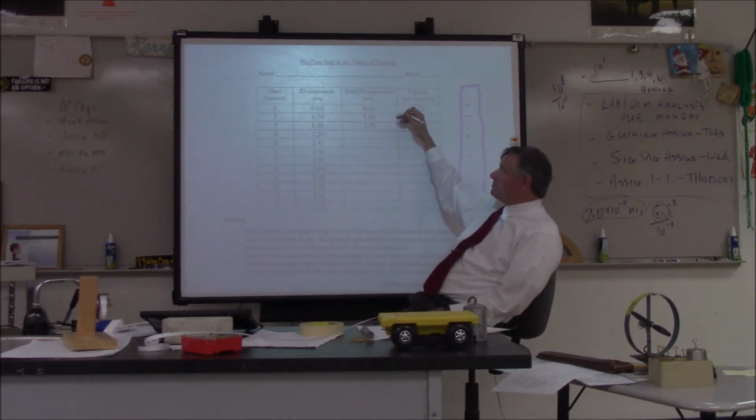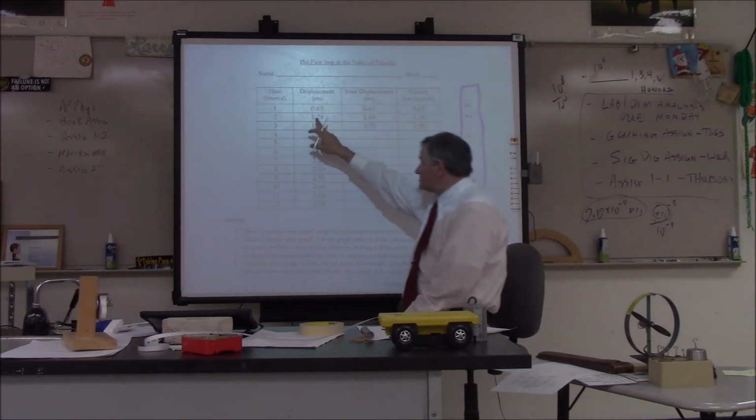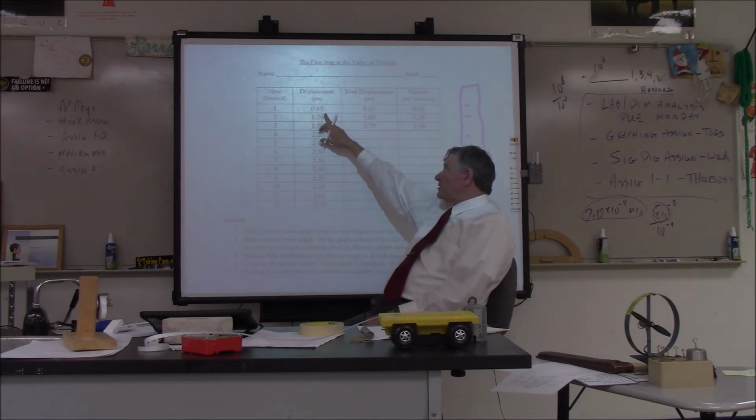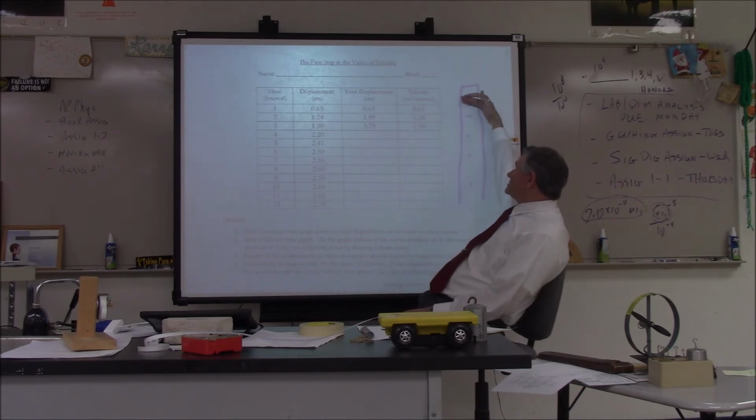So the total displacement is the running total. So I took this displacement here of 1.24, added that to 0.65, and that's how I got the 1.89. So from where I started, I'm at 1.89 meters.